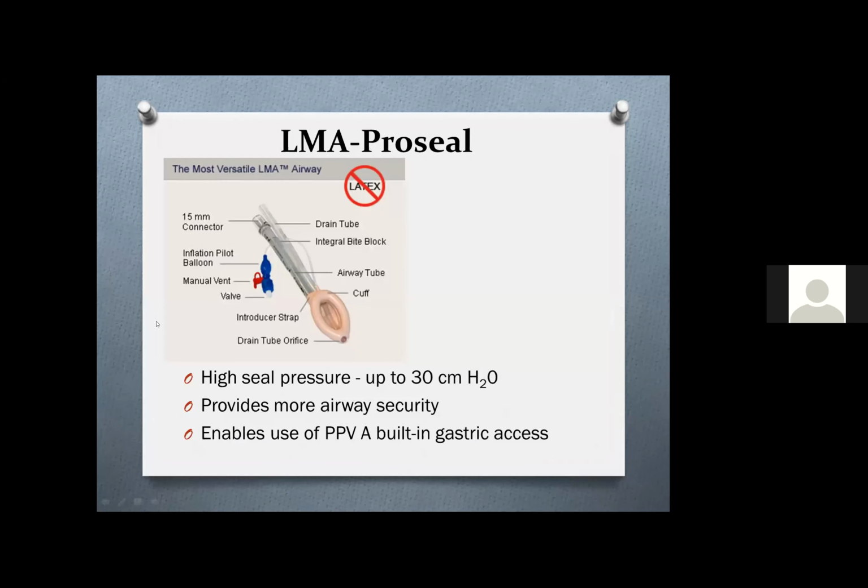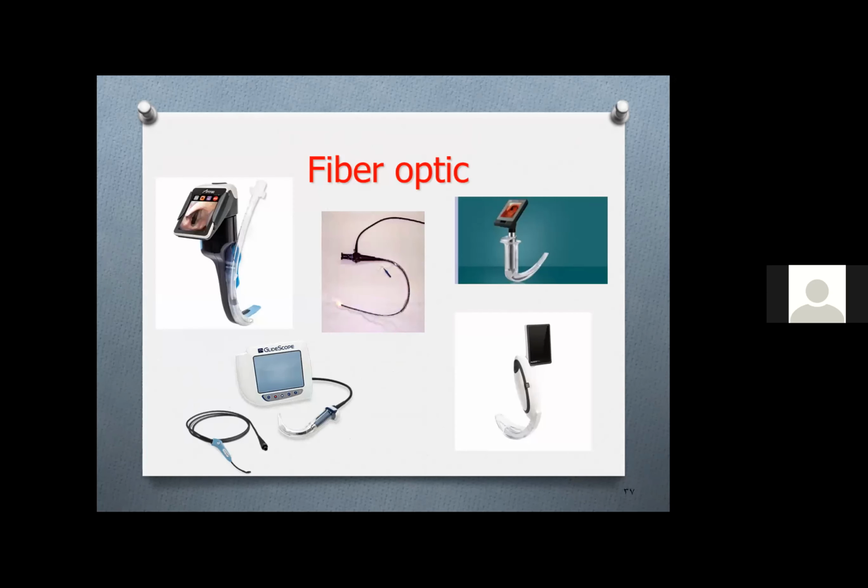The ProSeal type of LMA has a particular characteristic. It has two lumens, as you can see in the picture, and there's a hole at the end of the cuff. They noticed with the classic LMA that when you put it in the upper airway, there might be gastric secretion. Where is it going? So they made a channel through the hole to the tube outwards, so the gastric secretion would come out.